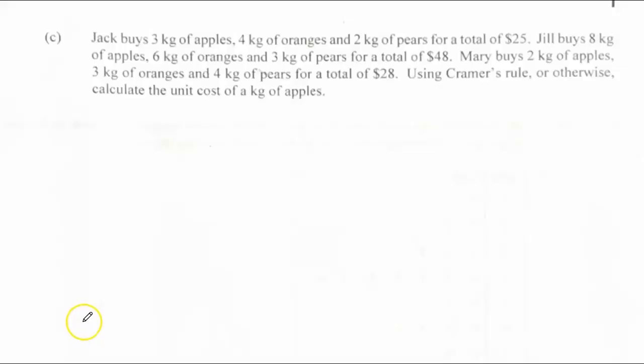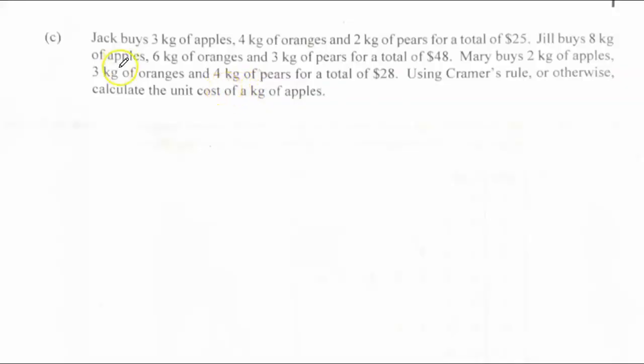So part C of question 2. Jack buys 3 kg of apples, 4 kg of oranges, 2 kg of pears, and so on. Jill buys 8 kg of apples, 6 kg of oranges, 3 kg of pears, and so on. Mary buys again apples, oranges, pears for a total of 28. Using Cramer's rule, or otherwise, calculate the unit cost of a kilogram of apples.